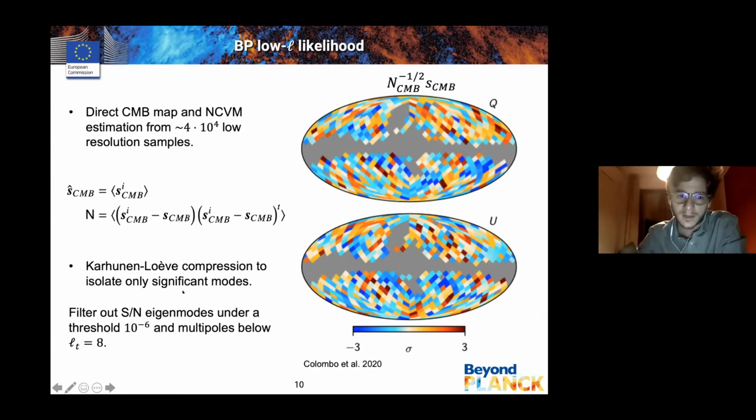What we furthermore do is a Karhunen-Loève compression to isolate only significant modes. What's significant? Well, we basically filter out low signal to noise eigenmodes from the input data. We impose a threshold of 10 to the minus 6 in this sense on the eigenvalues of the decomposed input map. And we also apply a threshold in terms of multipole. So we stop at L threshold equal to 8. So we are basically filtering out the modes that don't carry information in this sense, and we are also stopping our likelihood up to L equal 8.